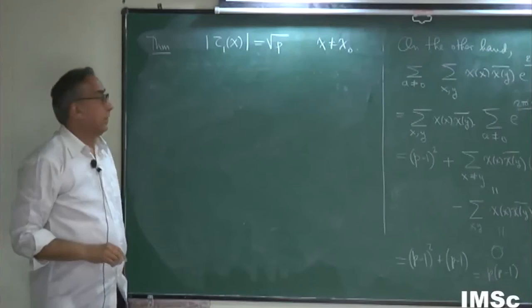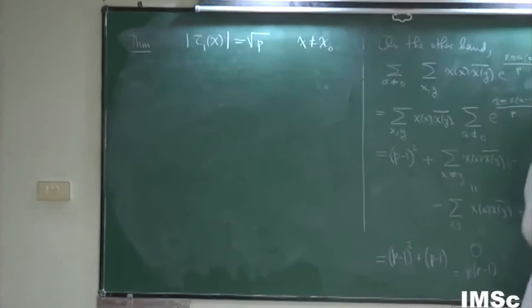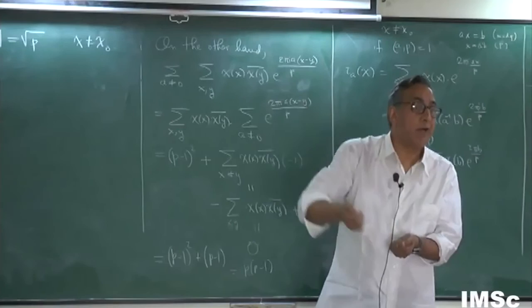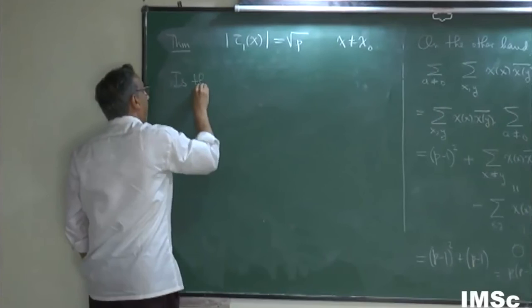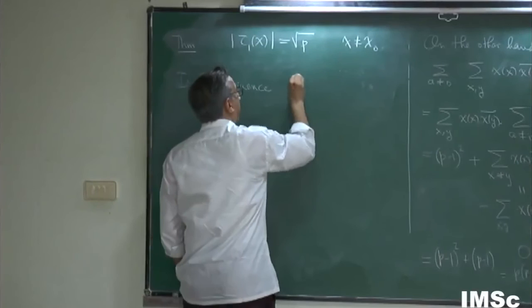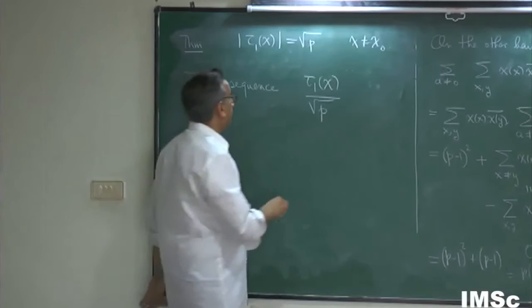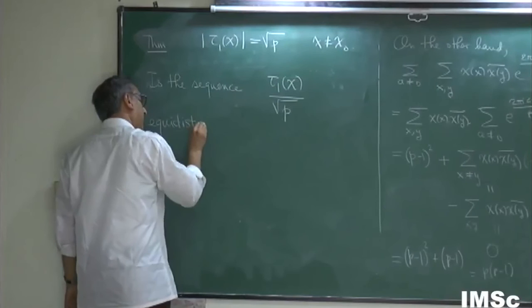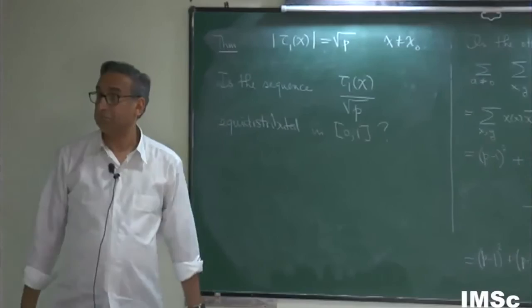So that tells me something about these numbers. But now the next question is, they're sitting on a circle of radius root p. So the question is, how are they sitting? And now the question of equidistribution comes into the picture, right? So is the sequence, which is now a complex number of absolute value 1, equidistributed? In 0, 1. I mean, is it equidistributed on the unit circle, on S1?